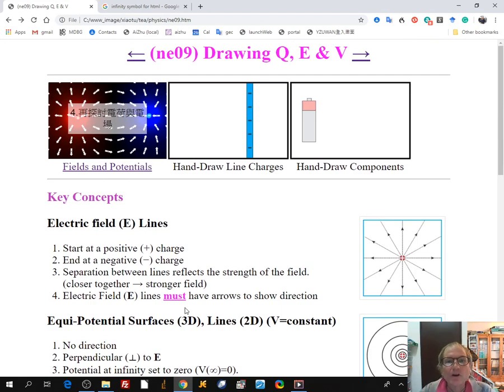Students, I think this is very important for you to learn to do, and this is a must-see. If you are not able to draw these electric field lines and these potential surfaces, you will not pass this course, okay? So this is definitely a must-see.